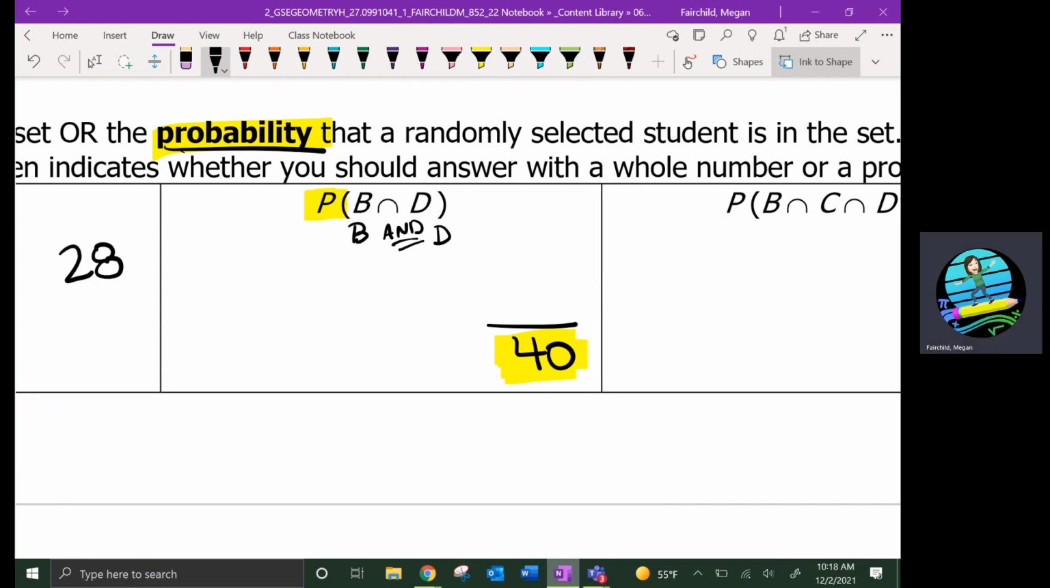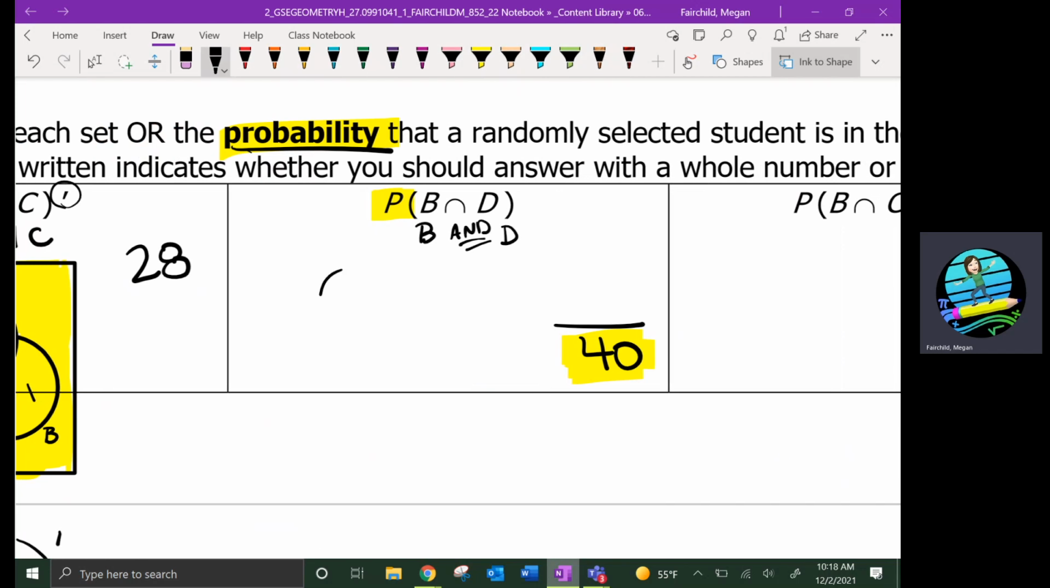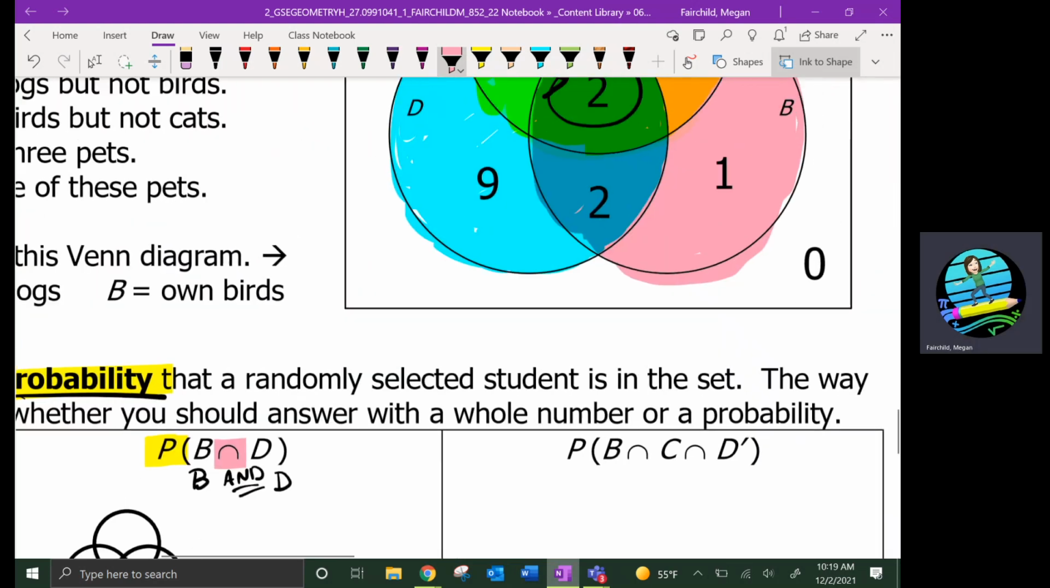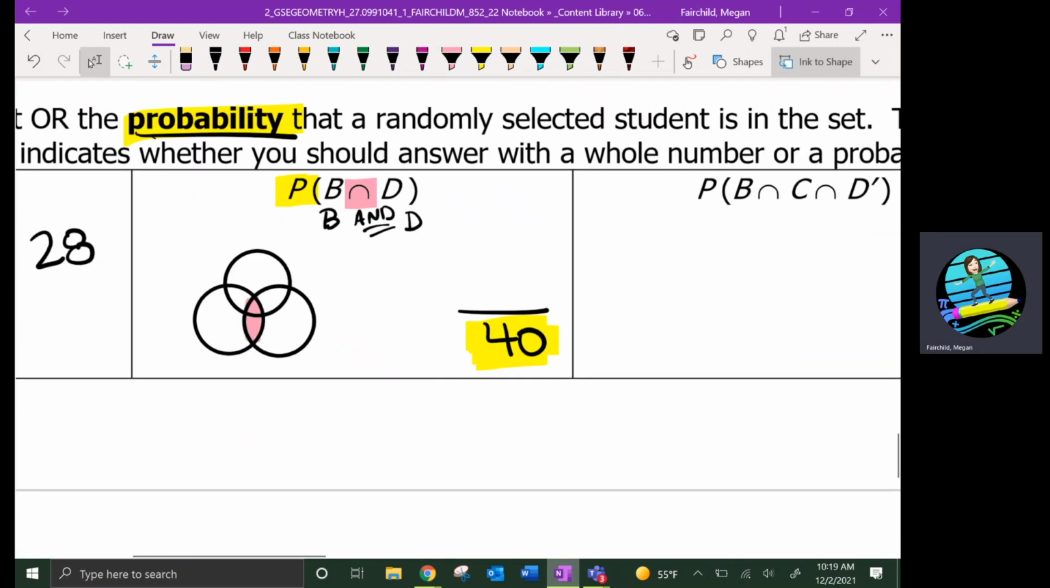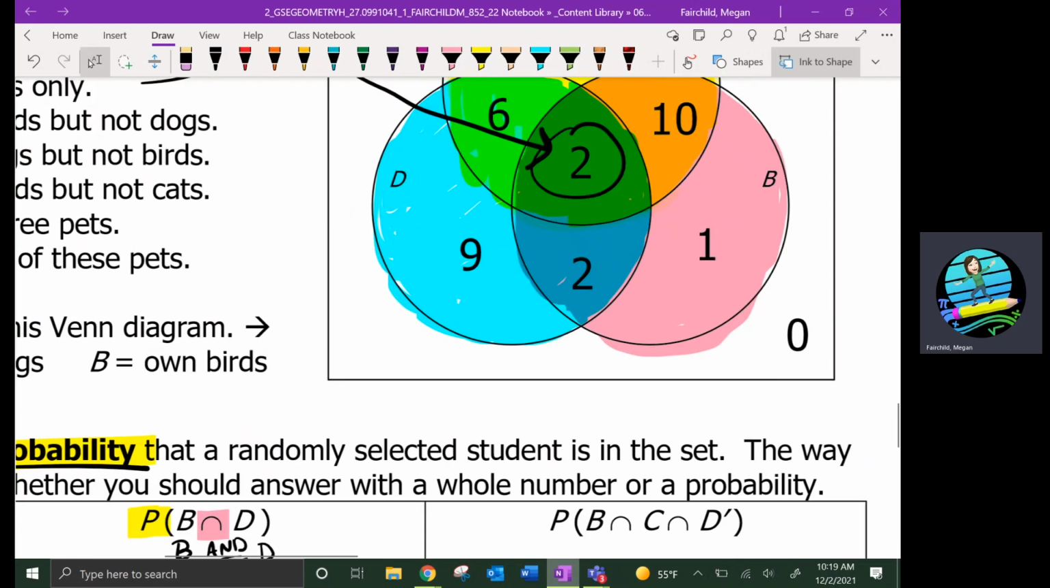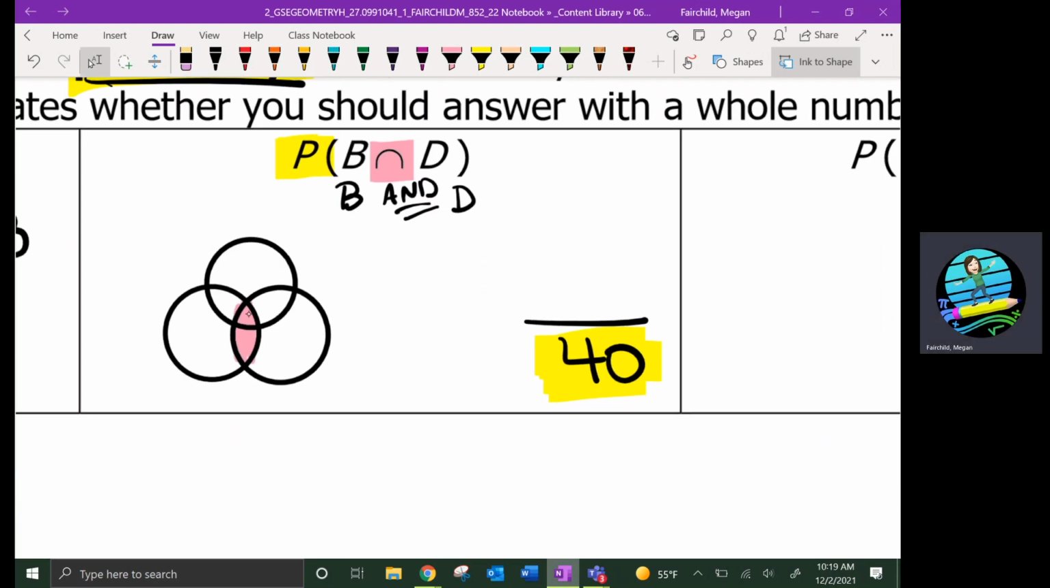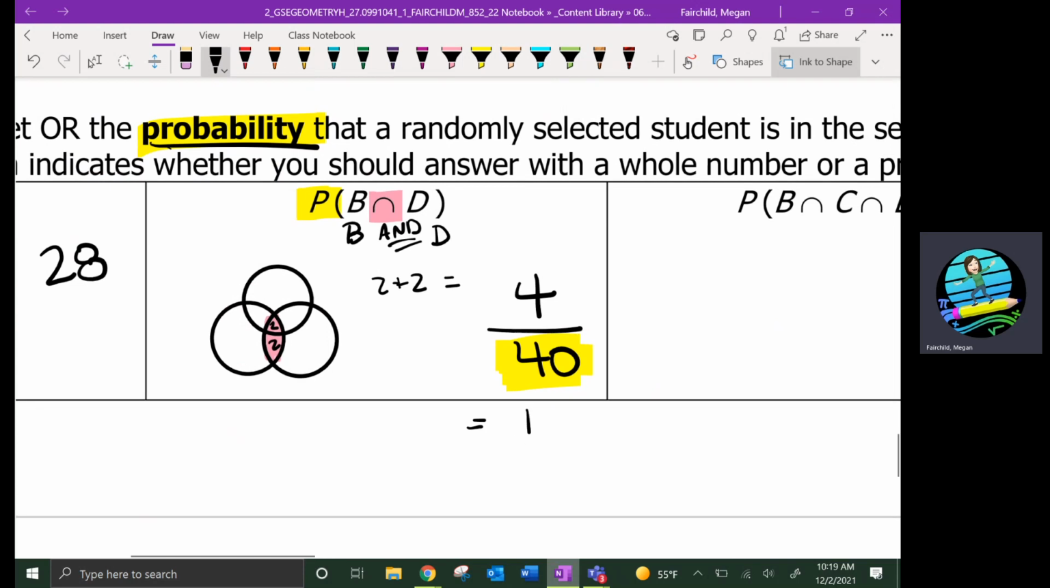True. All right. So B and D. So in our picture, we're going to look at, again, where they overlap. I think it was this one, right? Here. B and D, yeah. So what was in those little values? It's 2 and 2, right? So this is 2, this is 2, so 2 plus 2 is 4. So 4 out of 40 is my probability. You would simplify that to 1 out of 10.